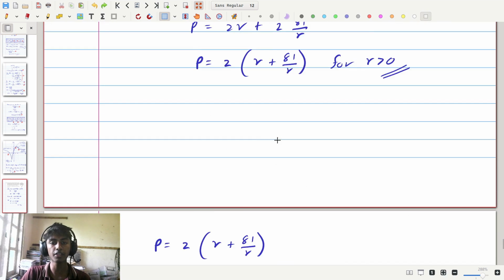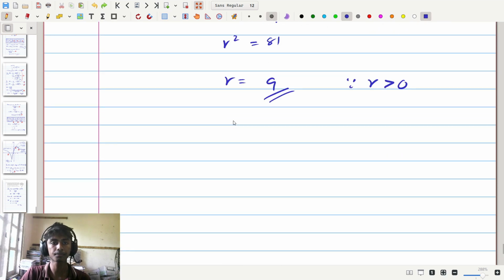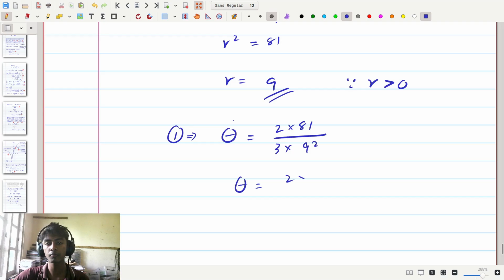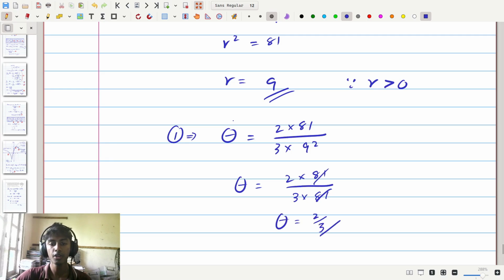So taking this, I can see from equation number 1, we get theta equals 2 times 81 divided by 3 times r squared, which is going to be equal to 9 squared, and therefore we get theta equals 2 times 81 divided by 3 times 9 squared, which is also 81, and cancelling those two, we get theta equals 2 over 3. So with this, we have found the corresponding r and theta.